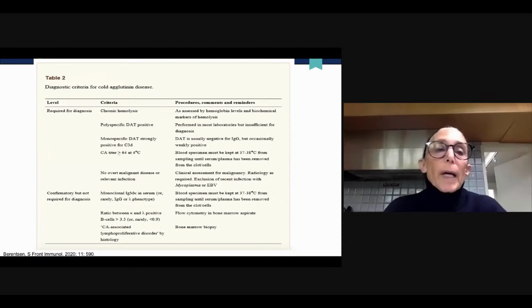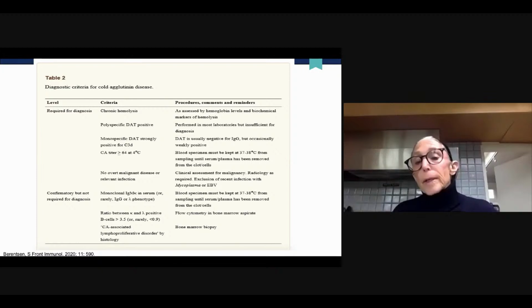So what are the diagnostic criteria for cold agglutinin disease? Well, you have to demonstrate that they have chronic hemolysis. So you need the hemoglobin and all the other biochemical markers, haptoglobin, retic count, LDH, bilirubin and especially indirect bilirubin for chronic hemolysis. And then you want to see that the DAT is positive.